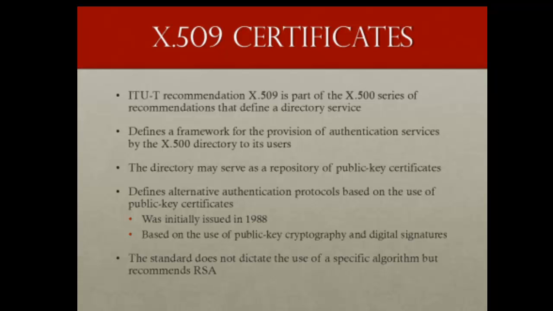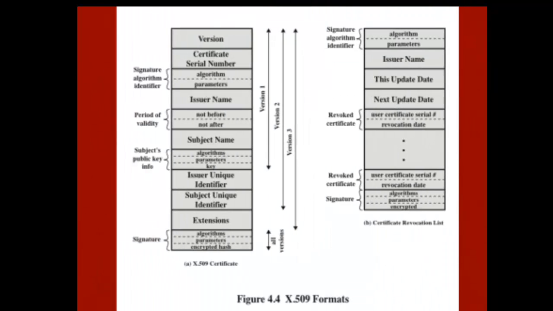X.509 is based on the use of public key cryptography and digital signatures. The standard does not dictate the use of a specific algorithm, but recommends RSA. The digital signature scheme is assumed to require the use of a hash function. Again, the standard does not dictate a specific hash function. The 1988 recommendation included the description of a recommended hash algorithm. However, it was dropped because it wasn't very secure. So here's a figure showing the general format of a certificate.